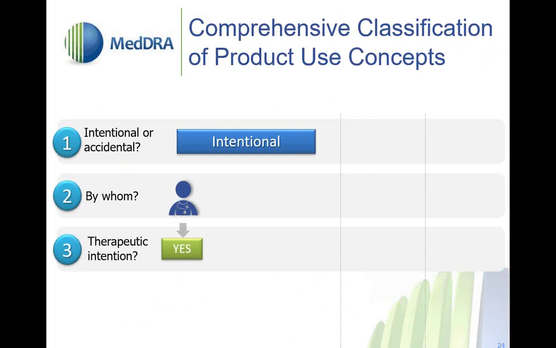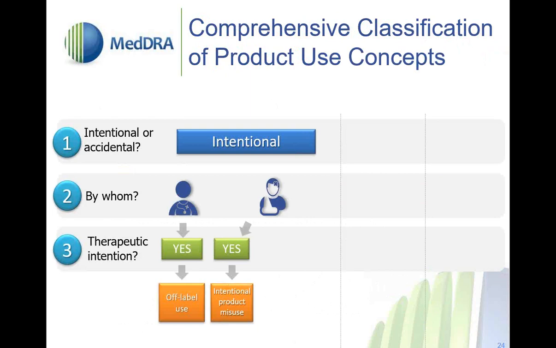Here, if the intentionality is there, and here you have the little healthcare worker sign, if this particular event was initiated by a healthcare provider, like a nurse, pharmacist, or doctor, and the therapeutic intent was there, then it's some type of off-label use, right? On the other hand, if the intentionality is there, but the action was performed by the consumer or patient, and the therapeutic intent was there, it's some type of intentional product misuse term.